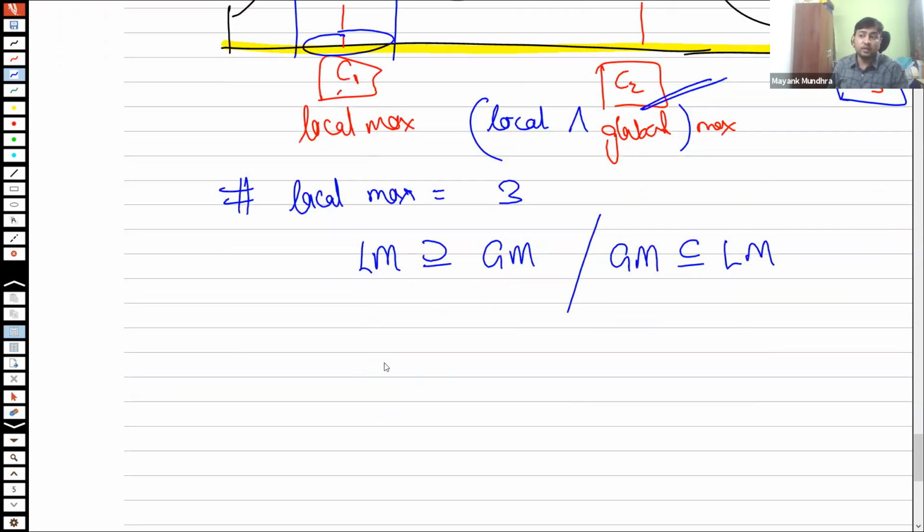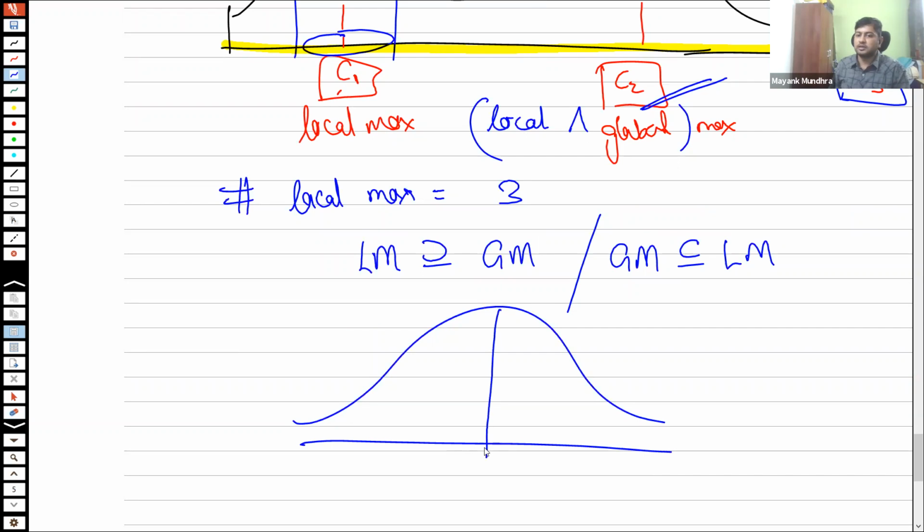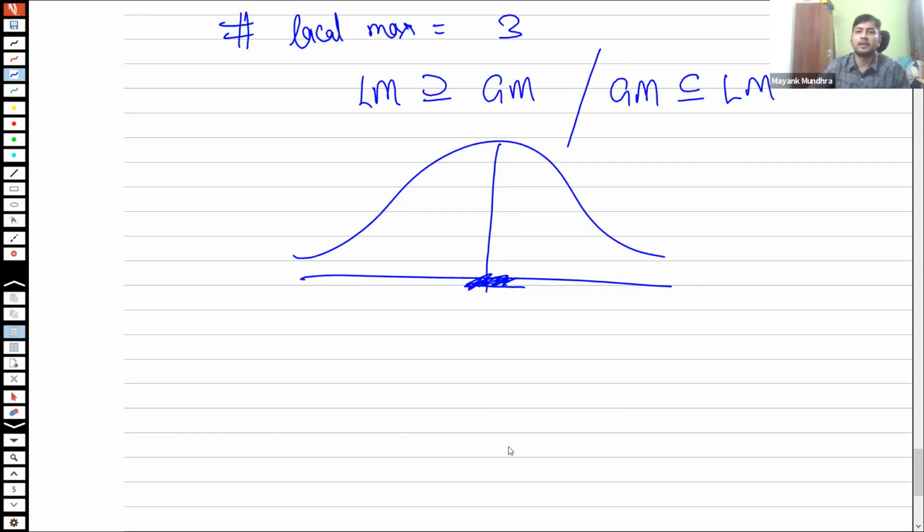Okay, they can also be equal. If you have a function which looks like this, then this is the only local and global maximum. Okay, so in this bell-shaped type of curve, the set of local maxima is the same as the set of global maxima.